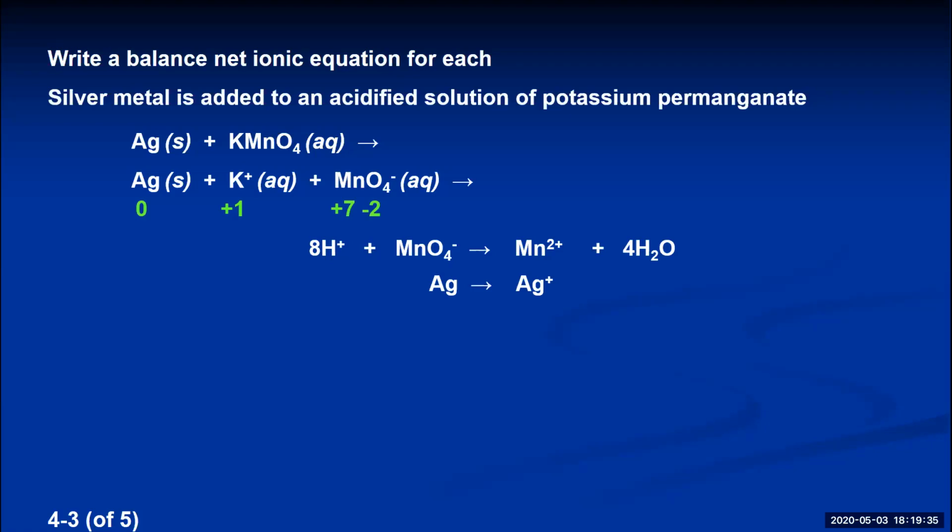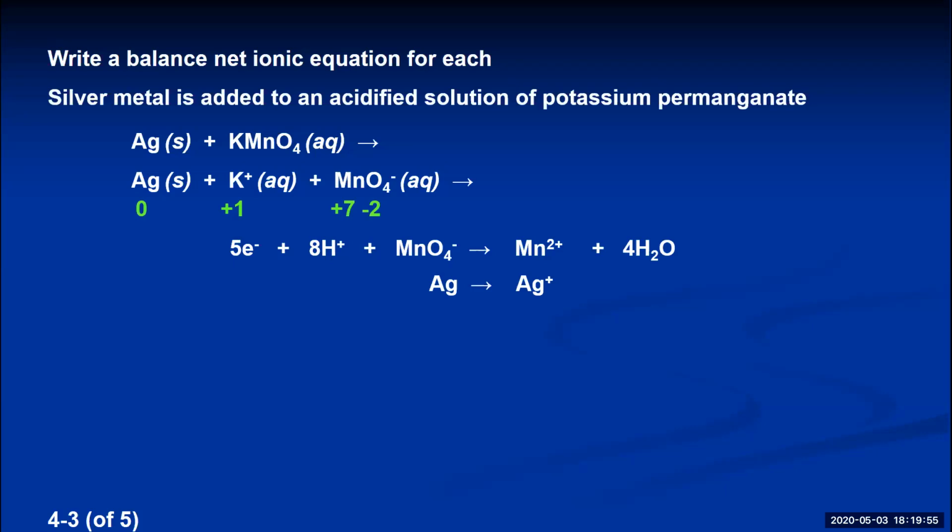The only thing that's not balanced is the charge. And on the left side of the equation, the total charge adds up to +7. It's actually 8 plus -1 equals 7. And the right side is +2. So the difference between 7 and 2 is 5. So you need to add 5 negative electrons to the reactant side.